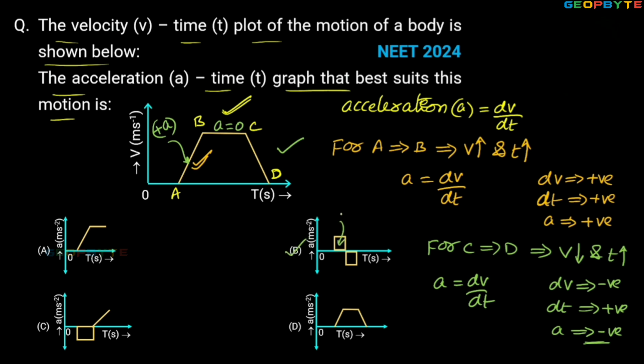In this region, positive acceleration can be found, and in this region, negative acceleration can be found. Therefore, you can select option B. Option B is absolutely correct. I try to explain each and every point for your better understanding. Understood or not?